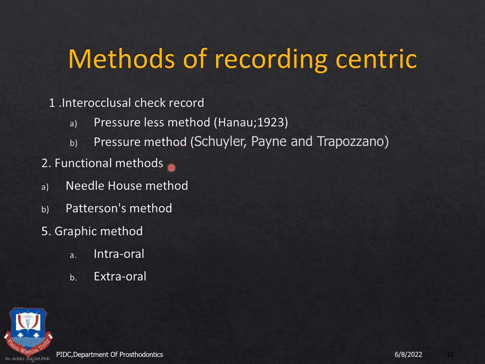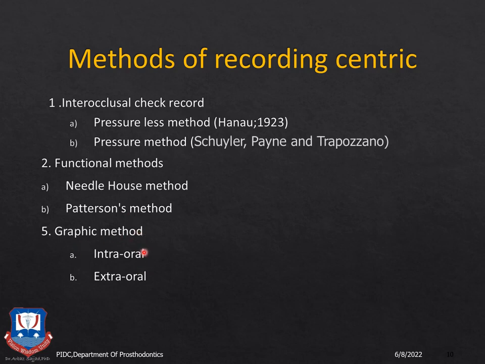The next method of recording centric relationship is the functional method. In this, we have the Needle method, House method, which is also known as the Needle and House method. We have the Patterson method, we have Meyer's method, etc. These are basically functional recordings in which the patient is made to do certain movements of the mandible to record the horizontal jaw relationship. The third is the graphic method.